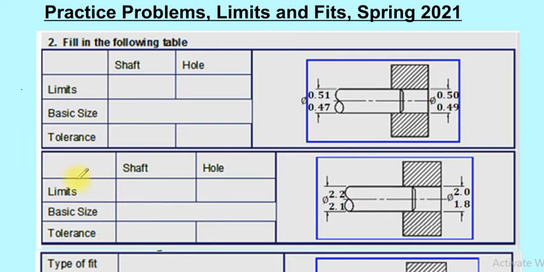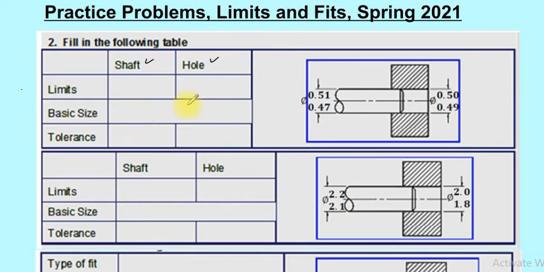So for example, you see the first one here. On the right hand side you have a diagram which shows two mating parts. There is a hole on the right side, and on the left side you have a shaft which is being inserted. On the left you have a table to fill, so you have two columns here, shaft and hole, and the first row says limits.